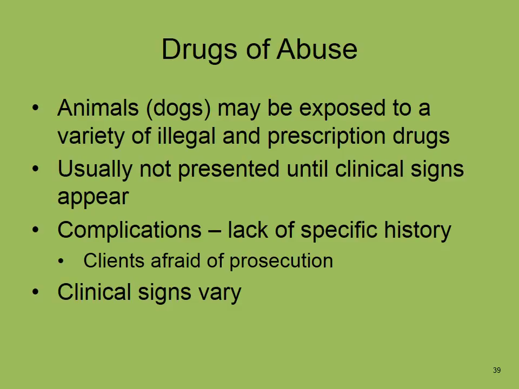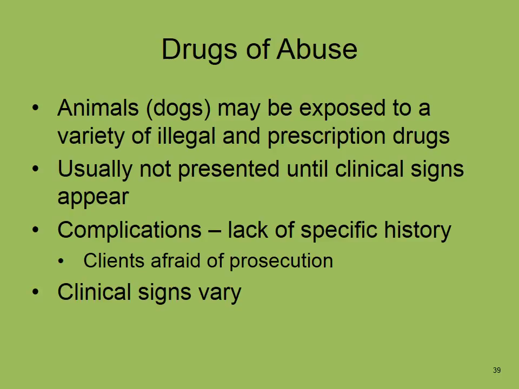Drugs of abuse. It's very common that we get animals in that have been exposed to a variety of illegal and prescription drugs. It ranges from everything, someone calling up, oh, my dog ate half a bottle of my pills, and now he's trembling and this, that, and the other thing. It varies from that type of call to the animals that come in just about comatose from getting into something. These animals don't tend to show up, especially if we're talking about illegal drugs, until clinical signs have appeared already.